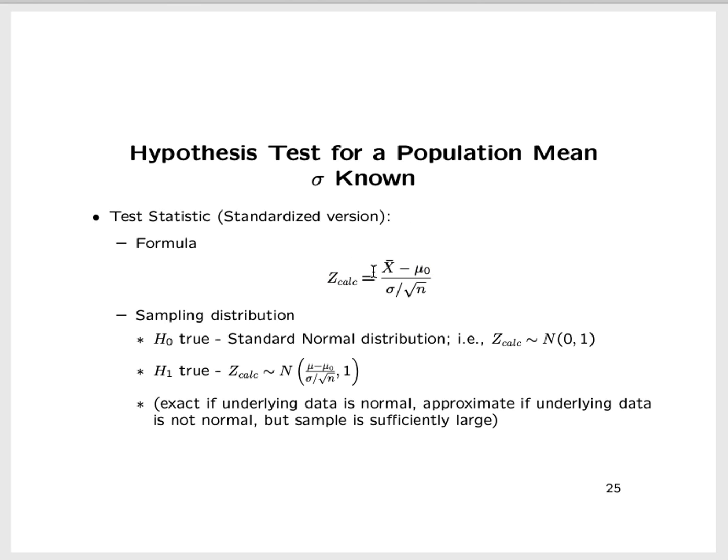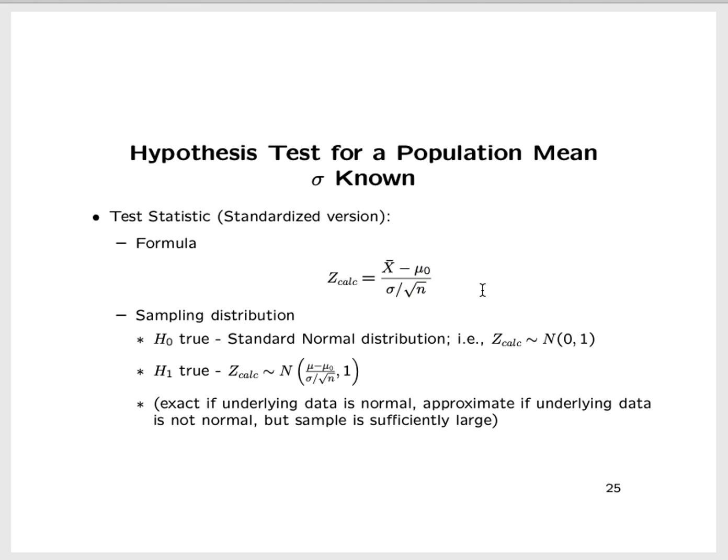The way that we would calculate this is to standardize the sample mean, assuming that the null hypothesis is true. We would subtract from X bar the mean of the sampling distribution of X bar under the conditions of the null hypothesis, so subtracting off mu sub 0, and then divide that difference by the standard error of X bar.